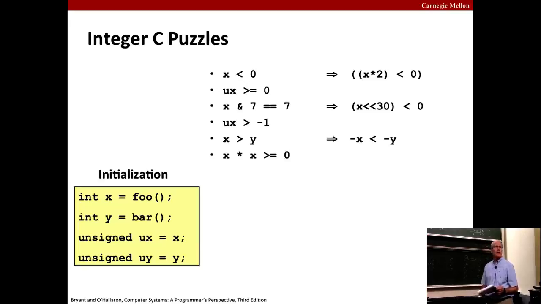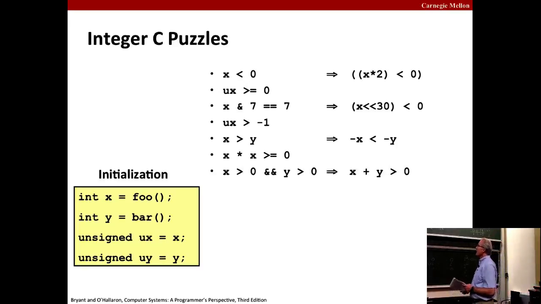Okay, x times x greater than or equal to 0. We've seen examples of that being false. If x is greater than 0 and y is greater than 0, is x plus y greater than 0? No.